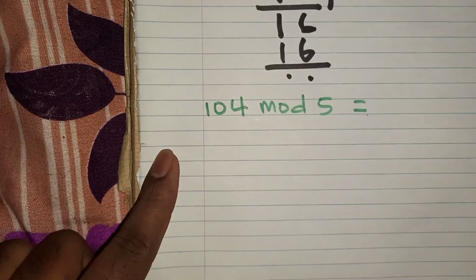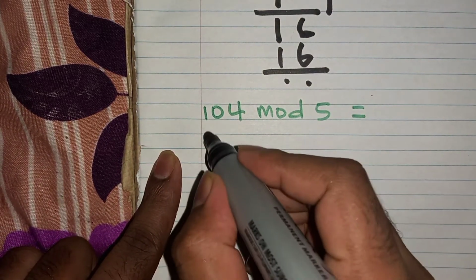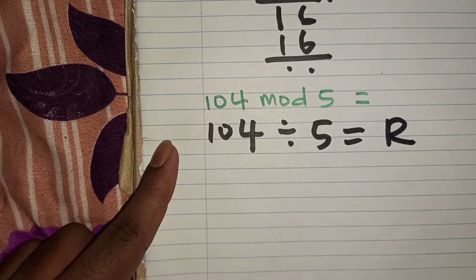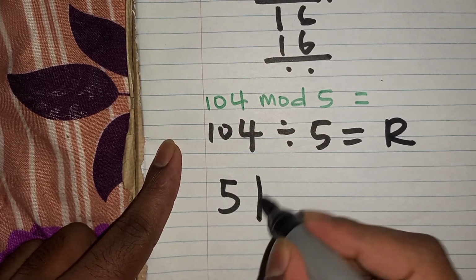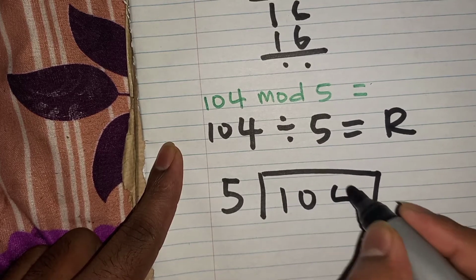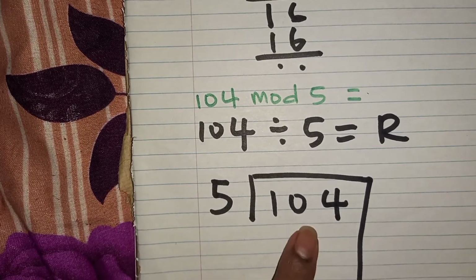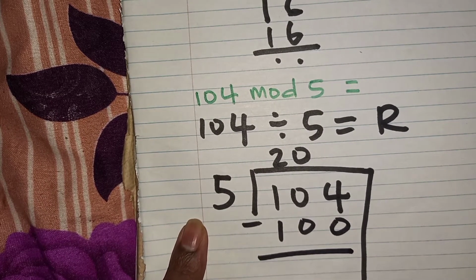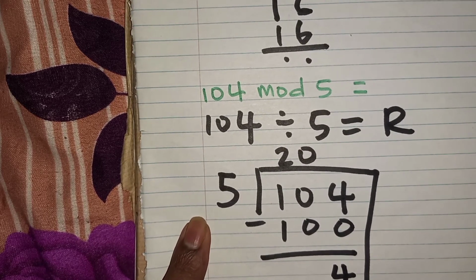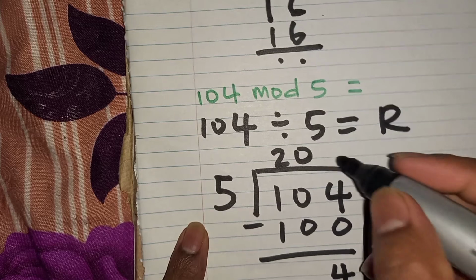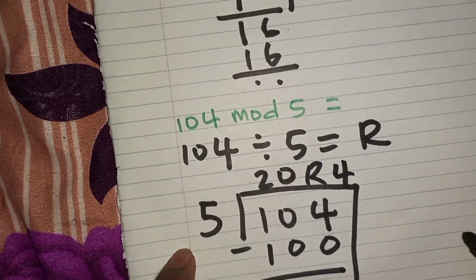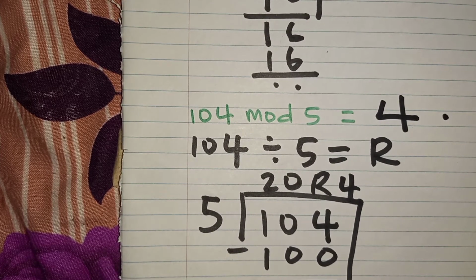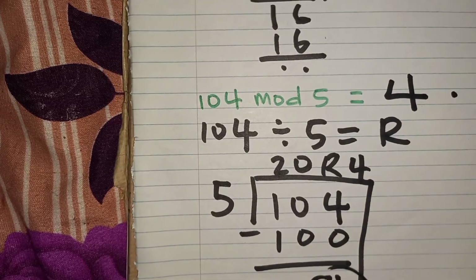Second one is 104 modulo 5. So this is the same as 104 divided by 5. Whatever answer you get is basically the remainder. So 5 will be outside and 104 inside. Now 5 can go into 100 how many times? 20 times, right? 20 times 5 is basically 100, right? We have 4. Now 5 cannot go into 4, so basically our remainder is 4, right? So the answer here is 4. 104 modulo 5 is equal to 4, because 4 is our remainder. 5 cannot go into 4 now.